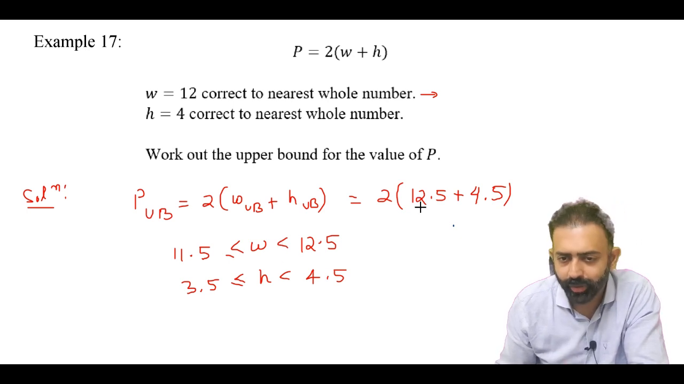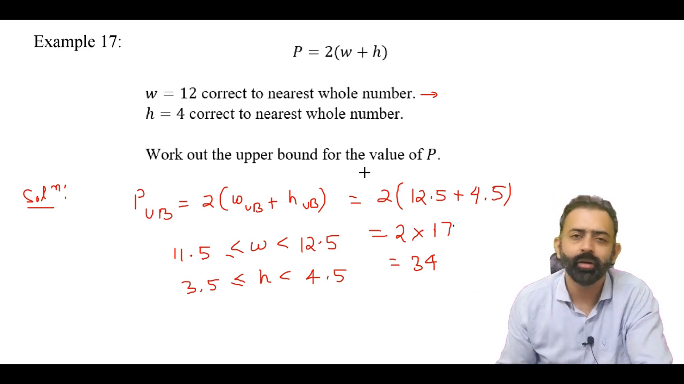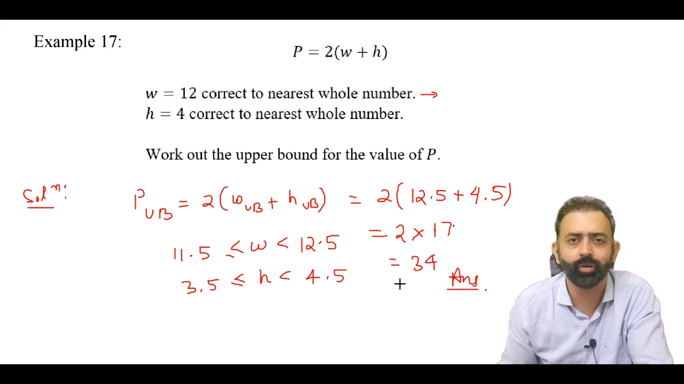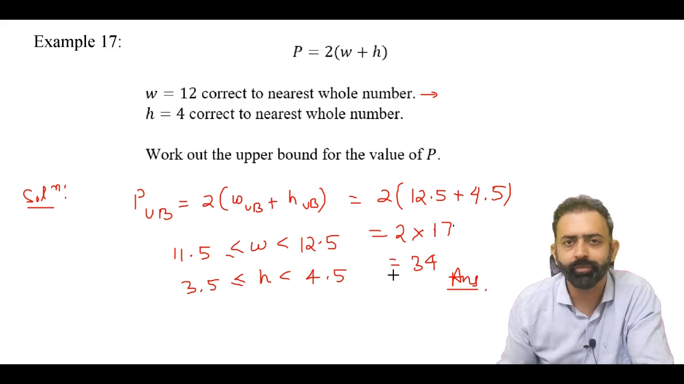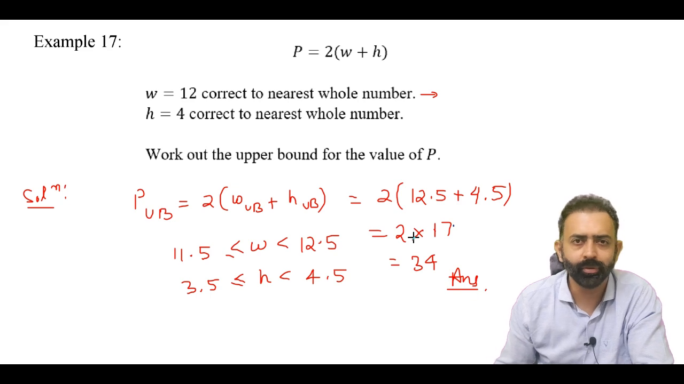Okay, so we need to include this 12.5 and 4.5. So this is 17, 2 into this is 34. So upper bound of the perimeter, if I'm calling this a perimeter, is 34. This is the answer. And this may come in the non-calculator question paper, which is paper number 22 for extended course, right? Remember, we have the whole syllabus for paper 2 and paper 4. Similarly, for core paper 1 and paper 3, there is no omission of some topics.